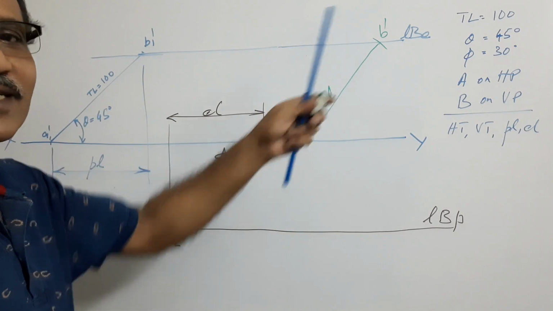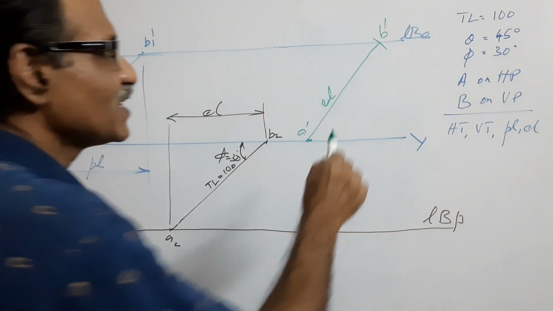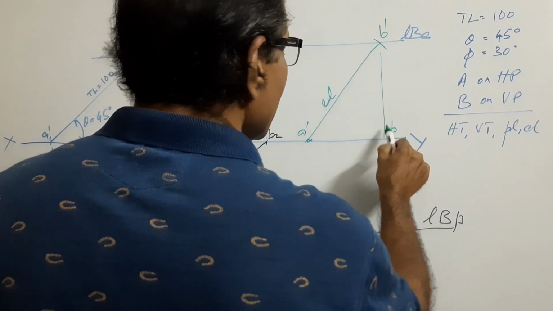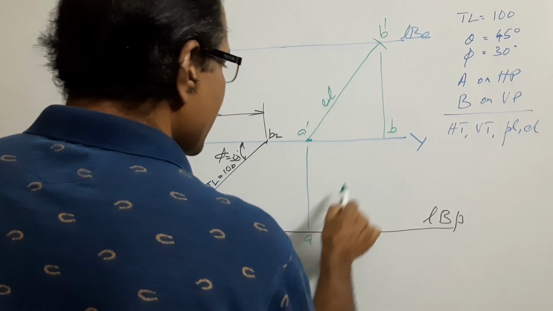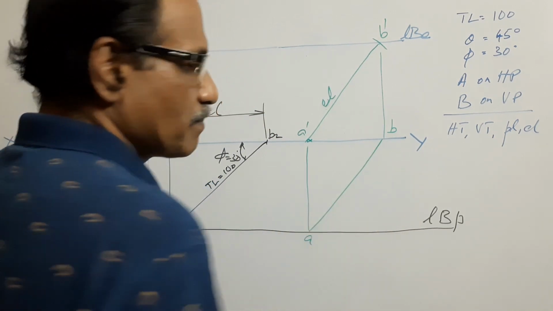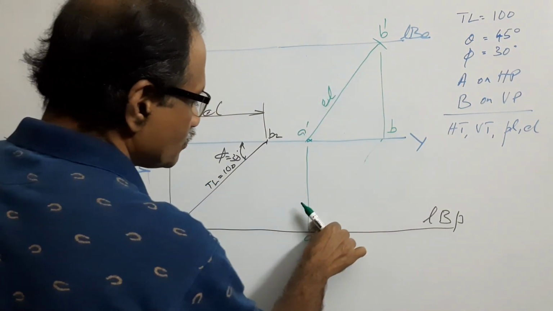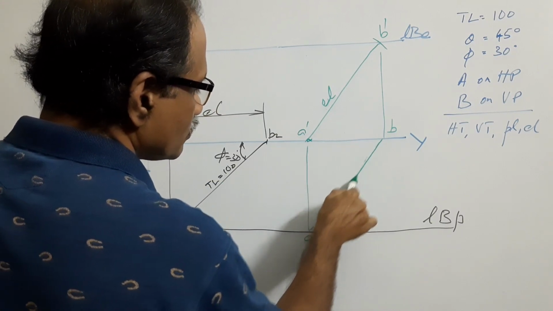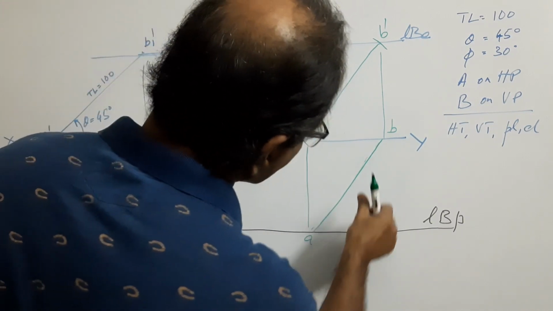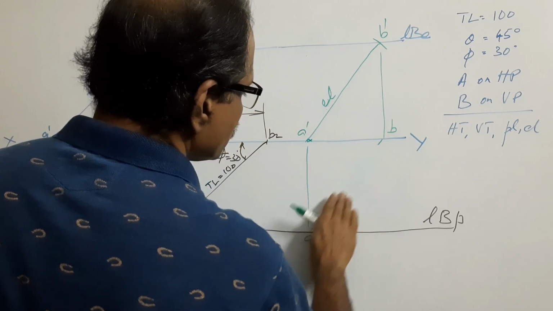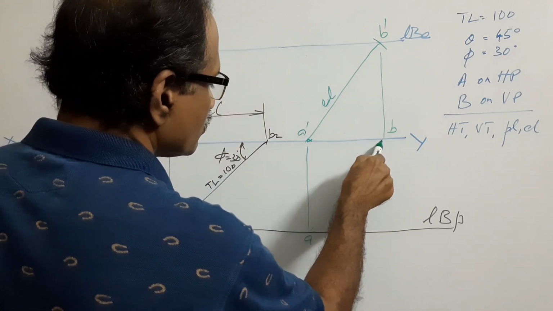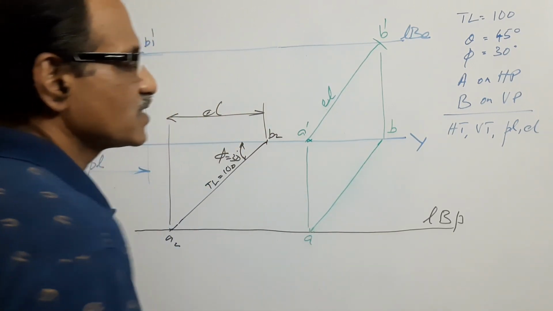What is A dash B dash? A dash B dash is the final elevation. Drop B dash down, you get B. Drop A dash down, you get A. AB is the plan.